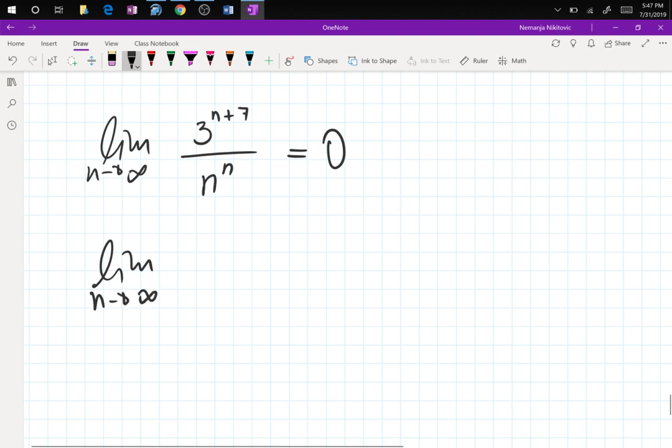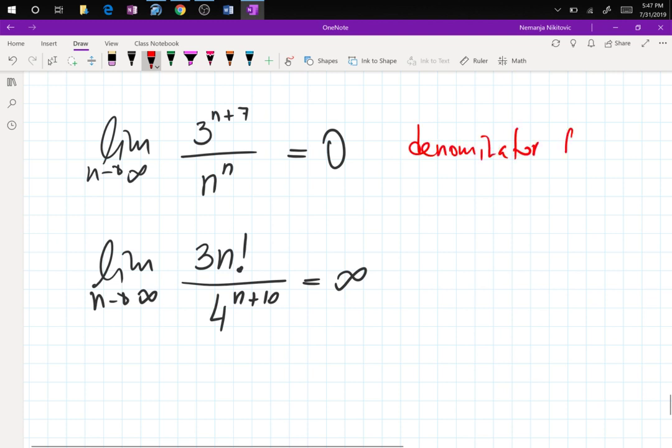Limit n goes to infinity of 3n factorial divided by, let's pick on exponential again, 4n plus 10. Well, now the top grows faster, so the answer is infinity. So over here I'll say denominator faster, and on the second one, numerator is faster. So it helps us when we have these functions that are not of a kind, and solving this limit algebraically would be a living nightmare.